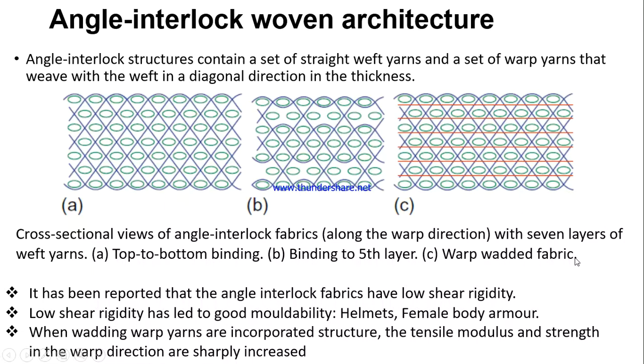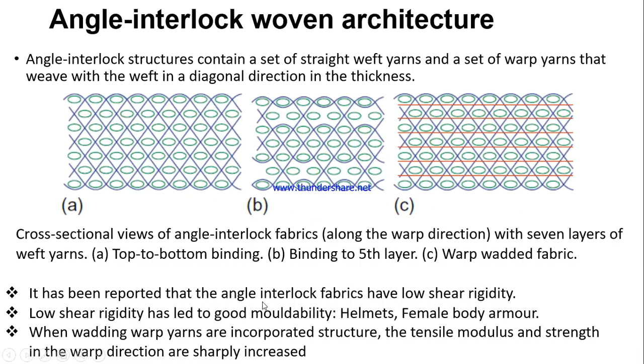Then see the warp weighted fabric. Okay, with the A part, there is a modification in the C part where the red color threads are inserted across the length for weighting effect, or for making the fabric much heavier and stronger. That is called warp weighted fabric. An extra set of warp is used for increasing the weight and strength of the fabric. That is called warp weighted fabric. So these are the 3 types of angular interlock woven architecture.